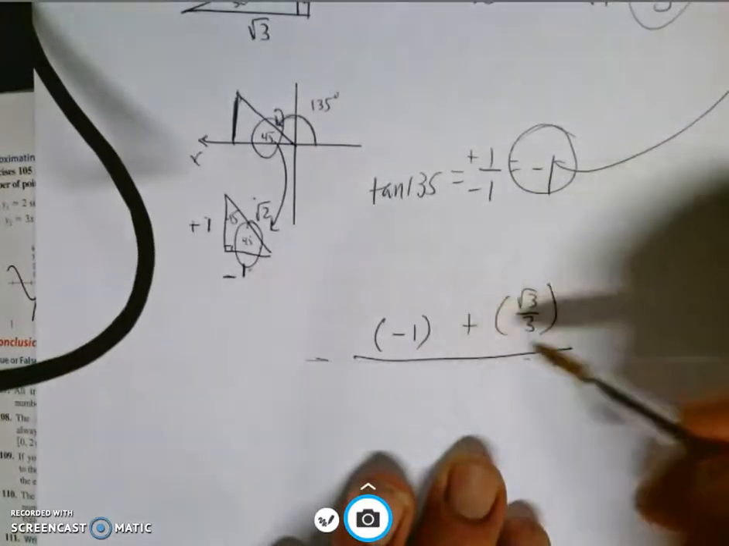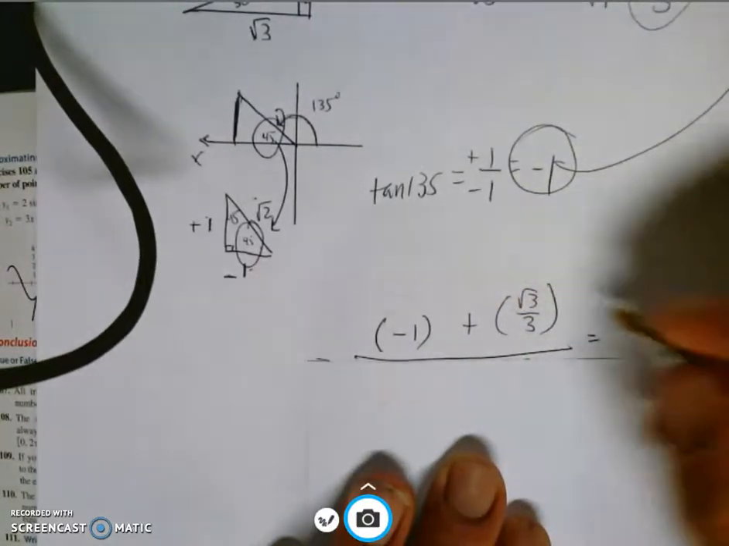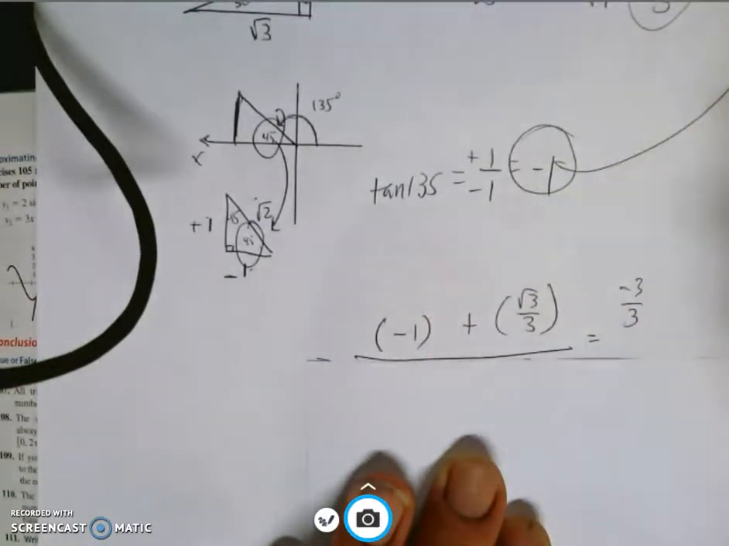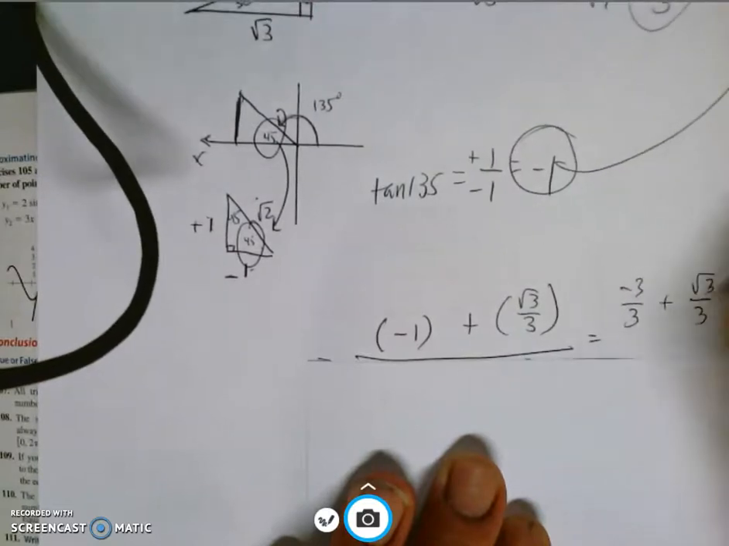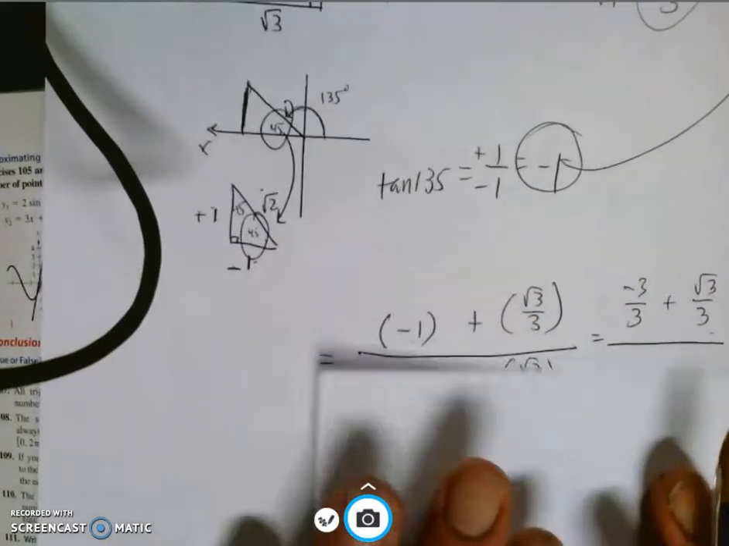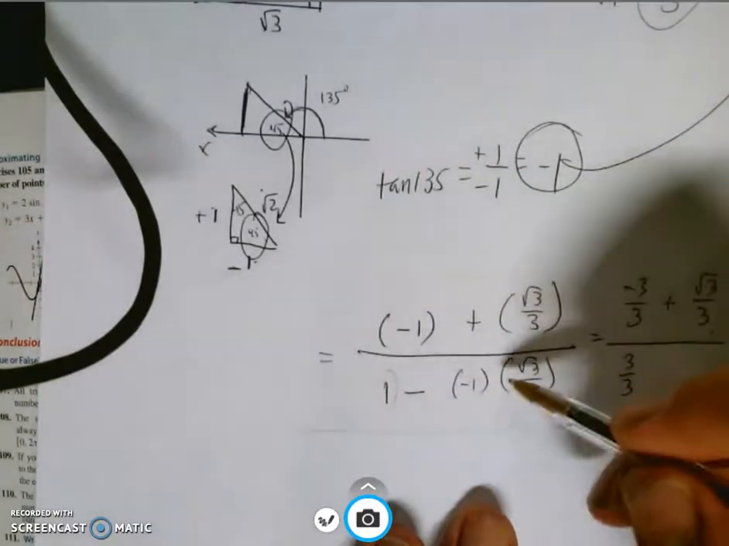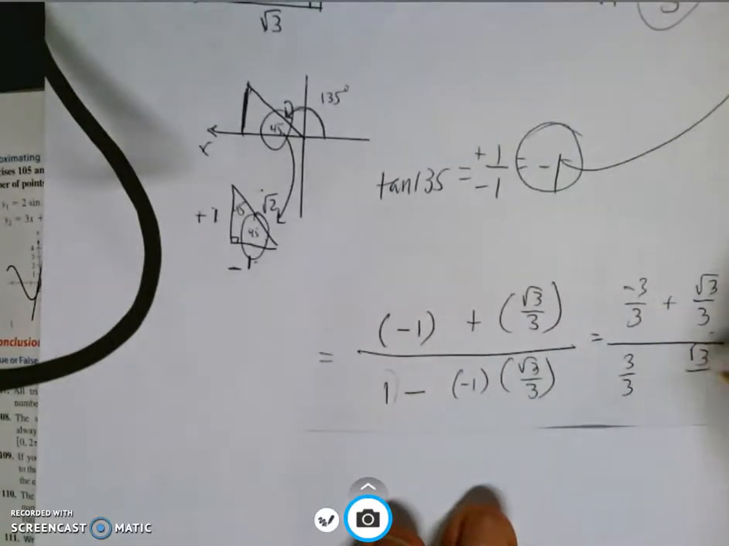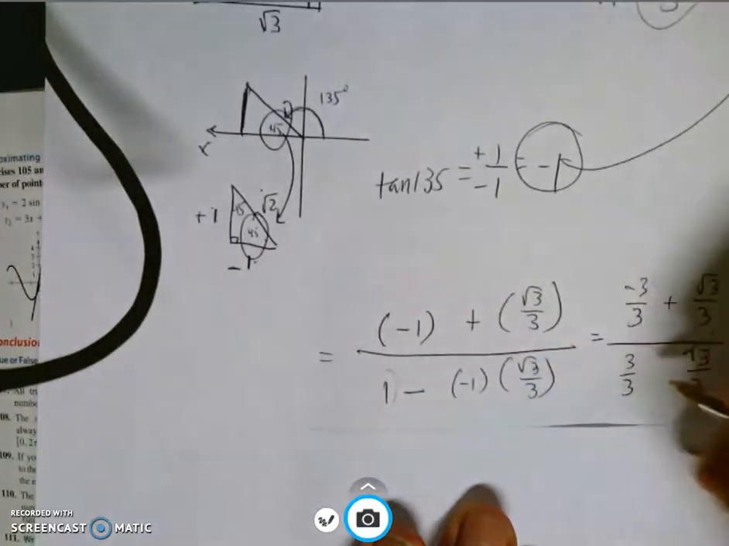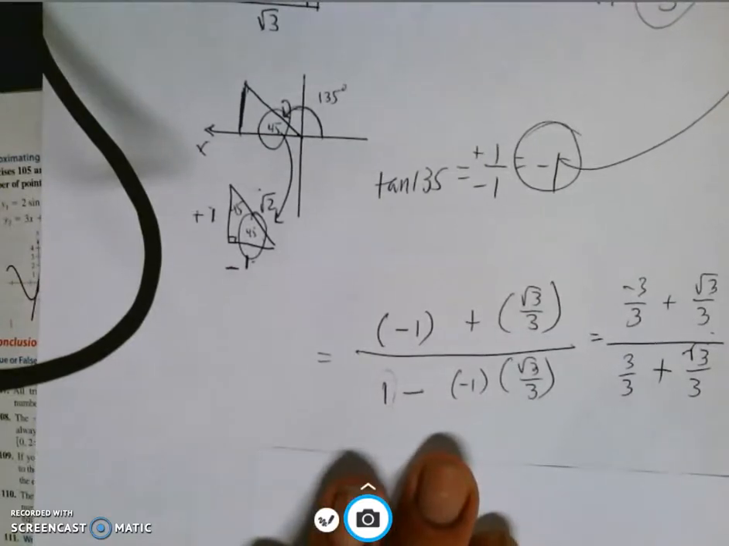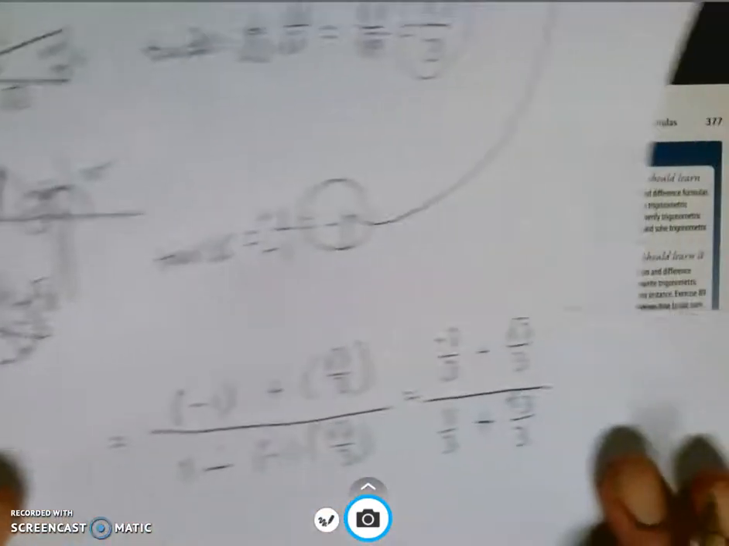Can we add these? Sort of. You can only add if they're both fractions, so let's make -1 a fraction. 3 over 3 is the same as 1, so -3 over 3 is -1, plus rad 3 over 3. Now they have the same denominator. On the bottom, we're going to use the same trick. This 1 is going to become 3 over 3, and 1 times rad 3 over 3 is just rad 3 over 3. Then the negative times the negative is a positive. So it almost looks like we could cancel stuff here. We cannot.